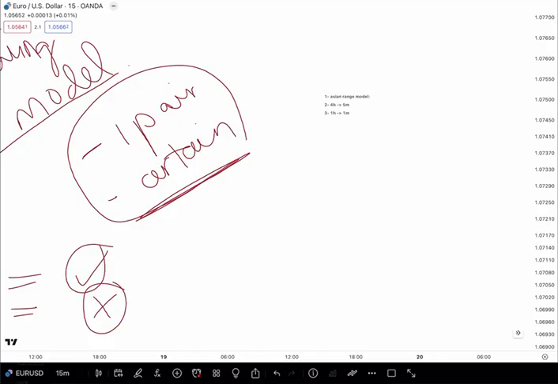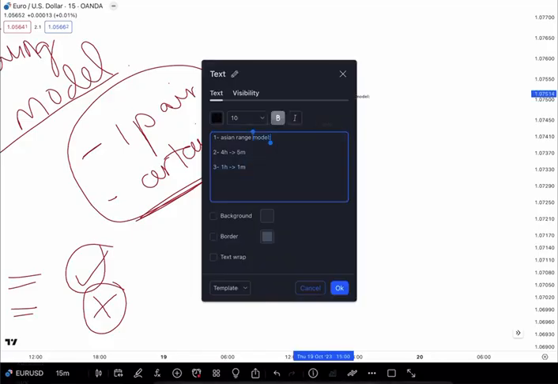And so we delve into the Asian range model. Of course, the model is as follows. Step 1, mark the Asian range, which is 8 p.m. to 12 a.m. New York time. Step 2, wait for one side to be purged. And step 3 is enter with a 20 pip stop loss and a 20 pip take profit. Just a blind entry, right?